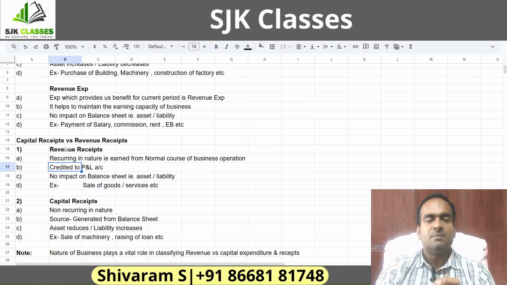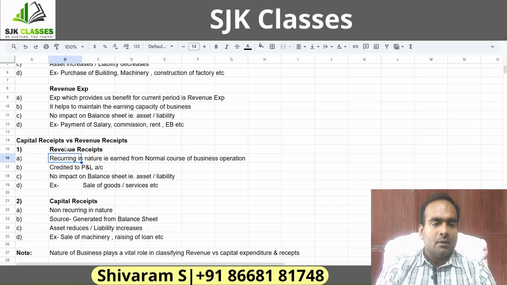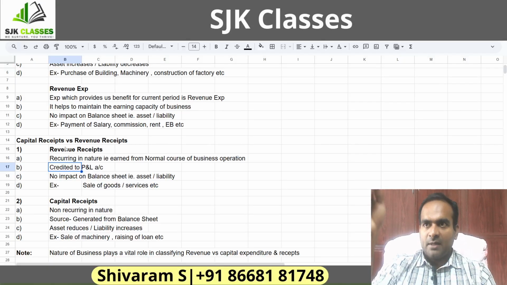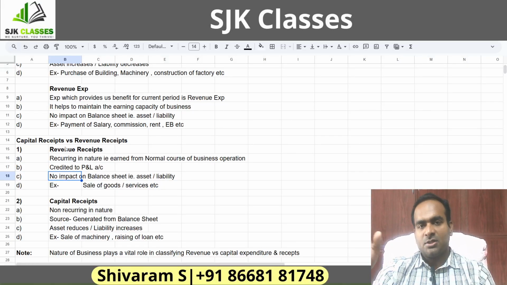So these revenue receipts will be booked in P&L. Look at these points here, it will be of recurring nature as well. Recurring in nature, that is earned from the normal course of business operation. These revenue receipts will be credited to the P&L account, because on the credit side of P&L we book the income and gains. Since it is an income, it will be taken to the credit side of the P&L account. No impact on the balance sheet. So revenue receipts will not have any impact on the balance sheet part.